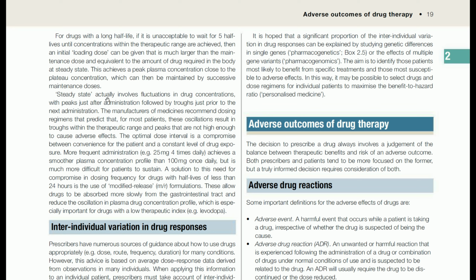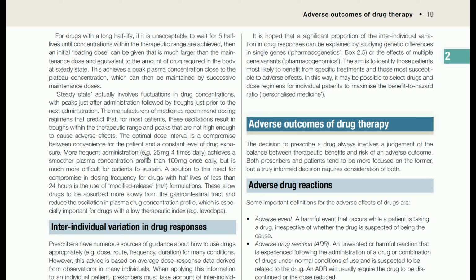A steady state actually involves fluctuations in drug concentrations, with peaks just after administration followed by troughs just prior to the next administration. The manufacturers of medicines recommend dosing regimens that predict that for most patients, these oscillations result in troughs within the therapeutic range and peaks that are not high enough to cause adverse effects. The optimal dose interval is a compromise between convenience for the patient and a constant level of drug exposure.